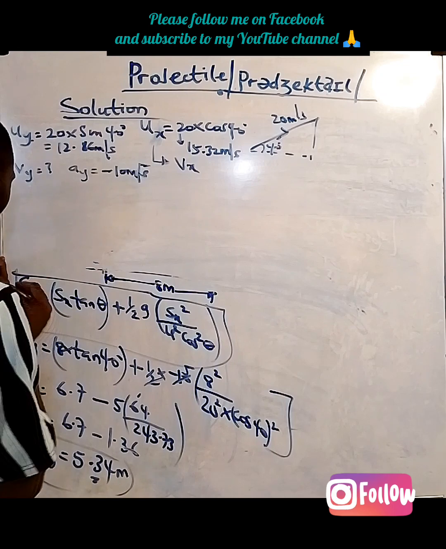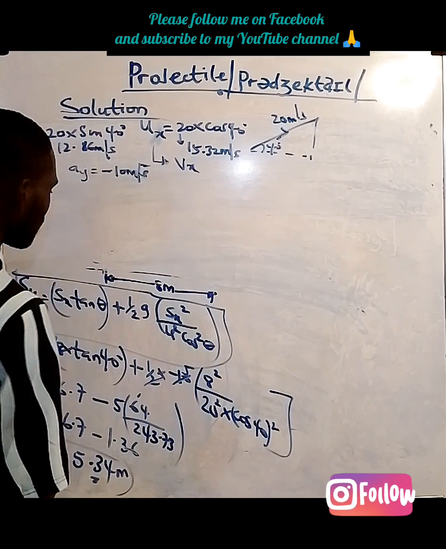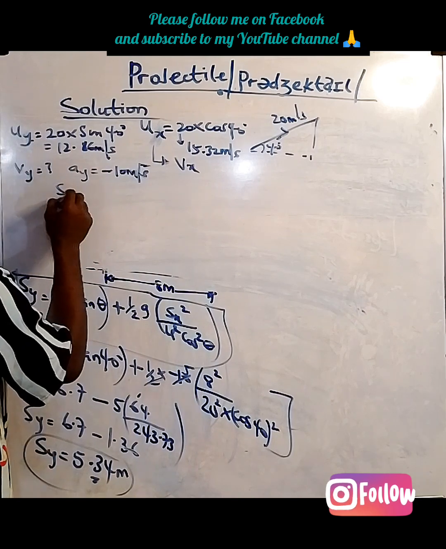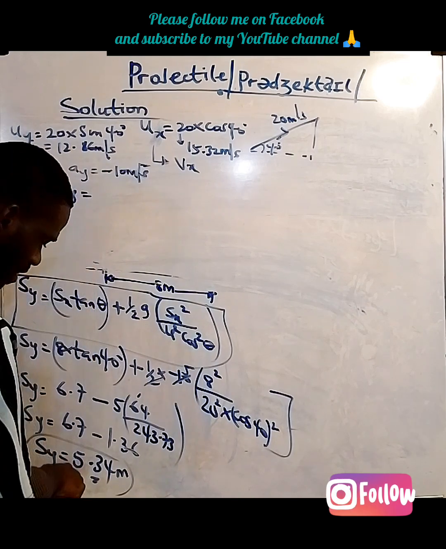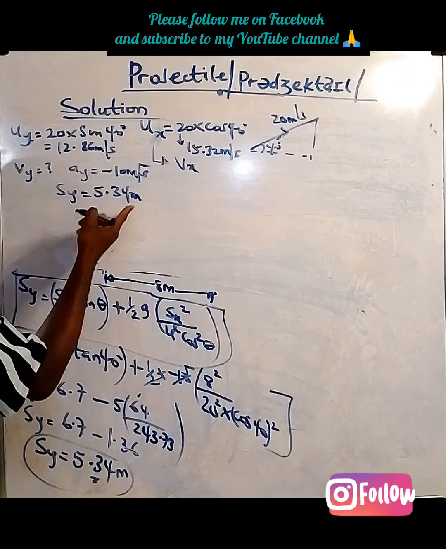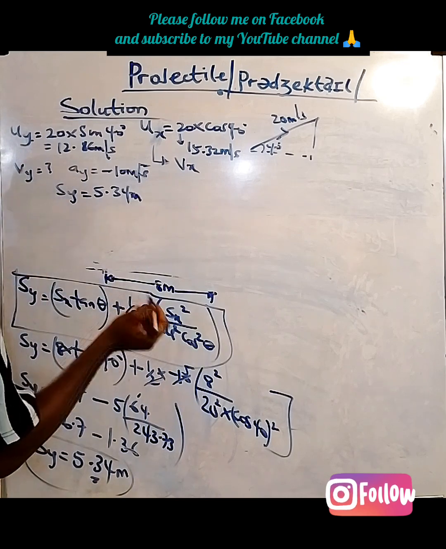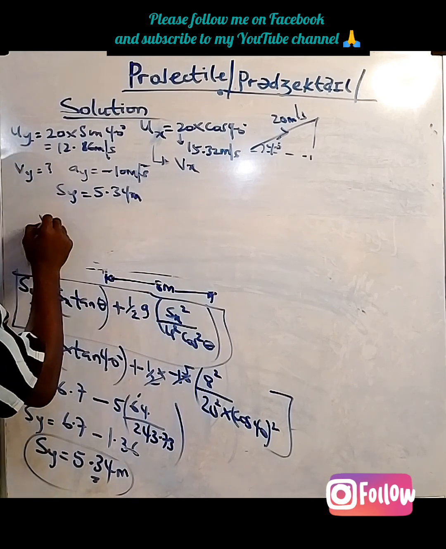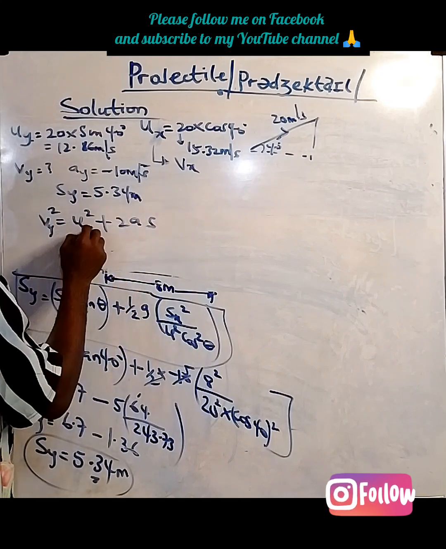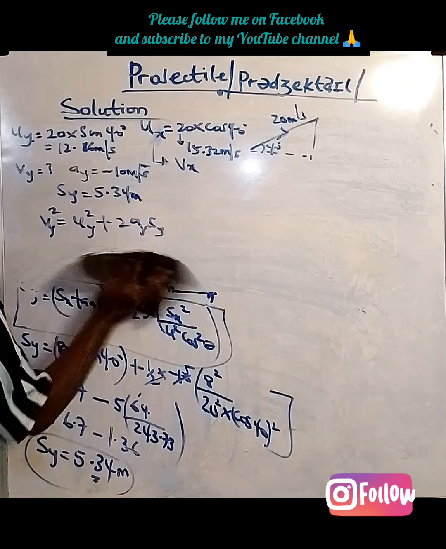So what we're looking for is the final velocity along the y-axis. Don't forget, we know the distance already. The distance the body covers is 5.34 meters along the y-axis. We know the initial velocity and acceleration, so it's very simple. We have everything well set out. So now we're going to be using v squared equals u squared plus 2as, all along the y-axis.